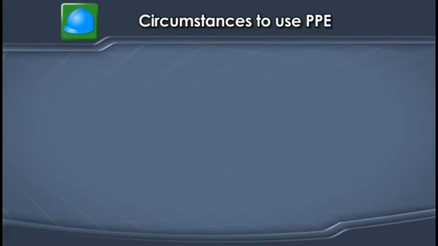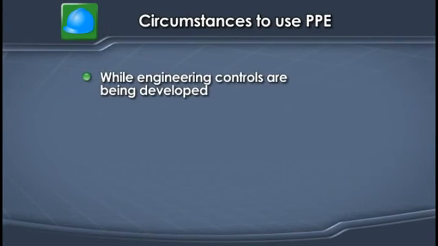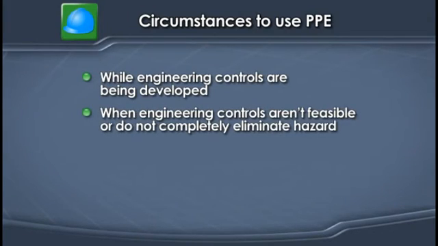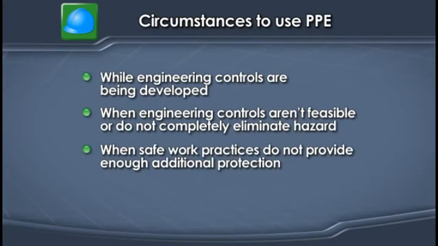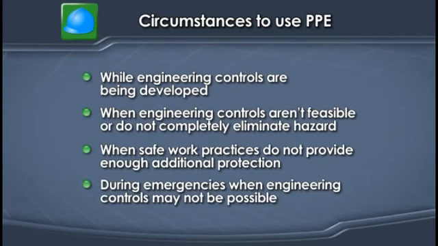Use PPE under the following circumstances: while engineering controls are being developed, when engineering controls are not feasible or do not completely eliminate the hazard, when safe work practices do not provide enough additional protection, and during emergencies when engineering controls may not be possible.